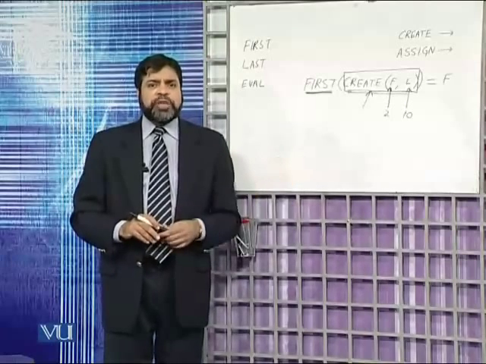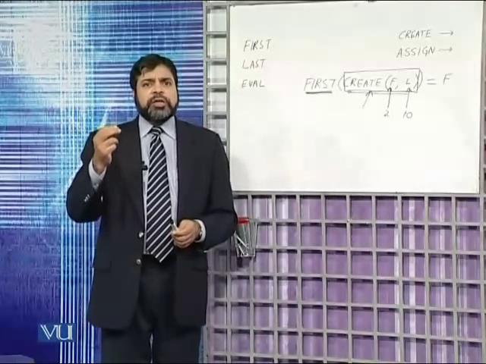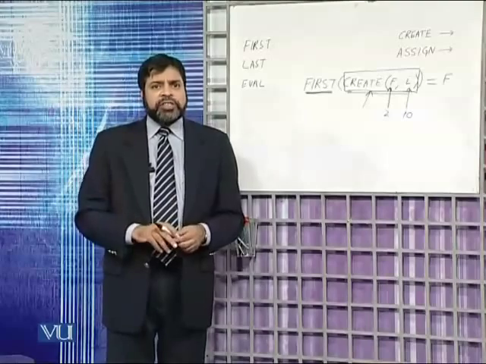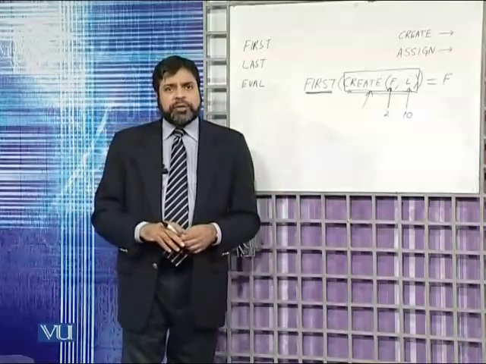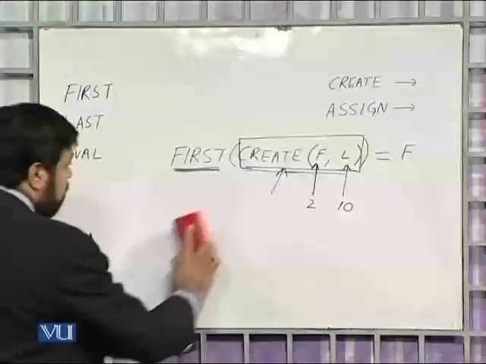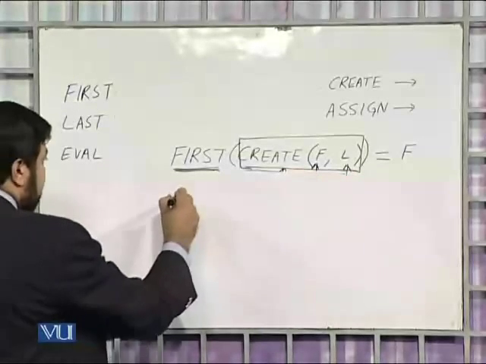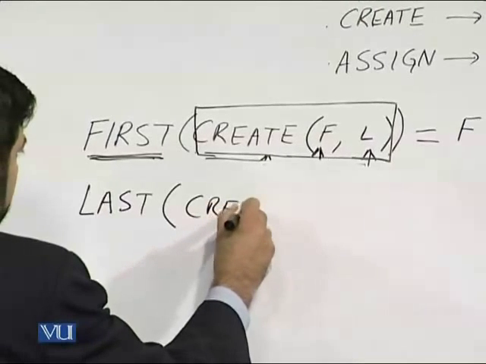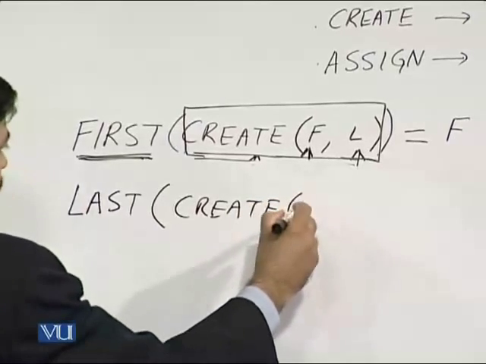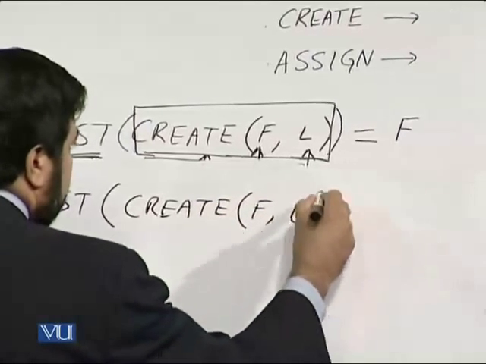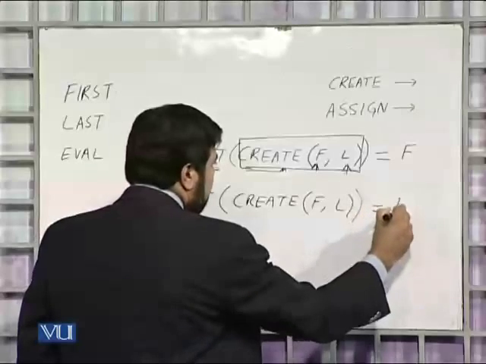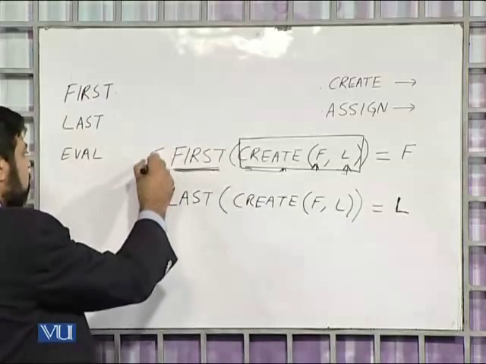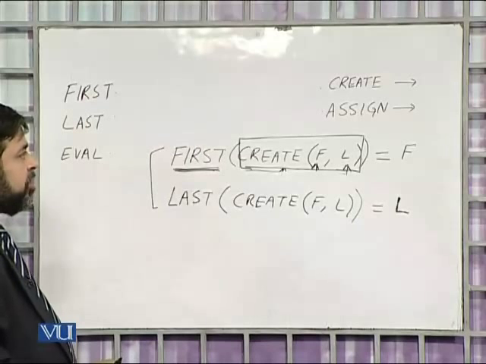similar to this axiom that we have written, and in that particular case the value that we will get back is the last index, that is L. So we write this axiom and we get the value L there. So we have last, create, two parameters to create, the first index and the last index, and what we should get back is the value L. So this pair is very, very simple.